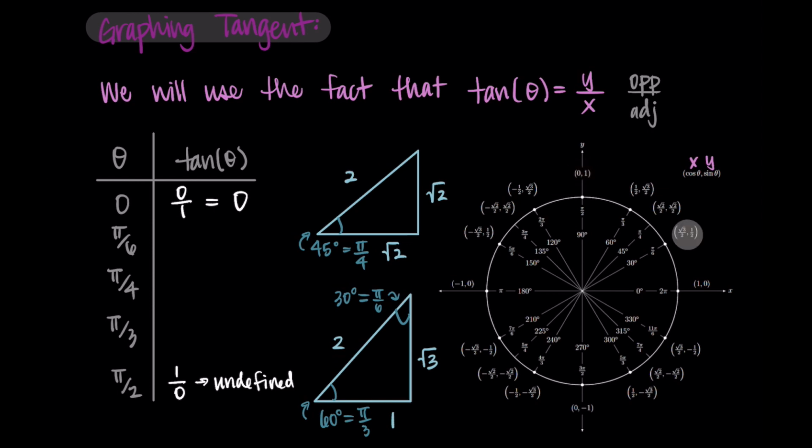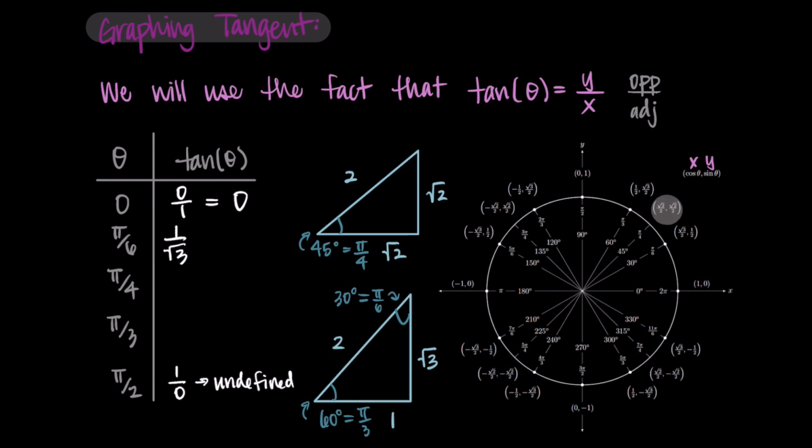Then for pi over 6, let's look at the triangle. So I'm looking at opposite over adjacent. Opposite is 1, adjacent is square root of 3, and so my tangent value is 1 over square root of 3. As I mentioned, you could do this with the unit circle. You would do 1/2 divided by square root of 3 over 2. That's just a big fraction, and you can do it. You can multiply by the reciprocal and cancel the 2's, and you'll end up with 1 over square root of 3 as well.